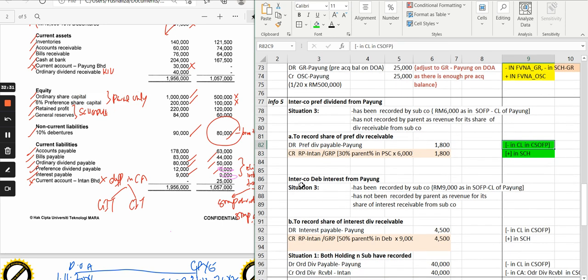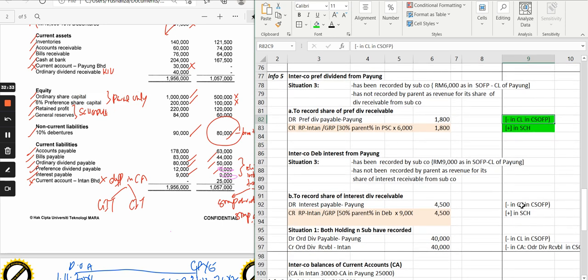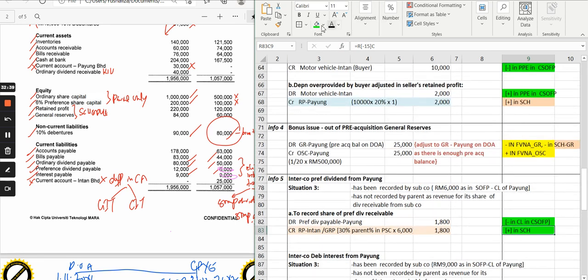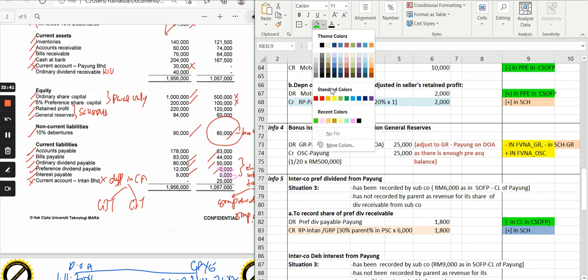Okay, next is the debenture interest. You will repeat the same thing again. For the schedule, you are going to include the color there.